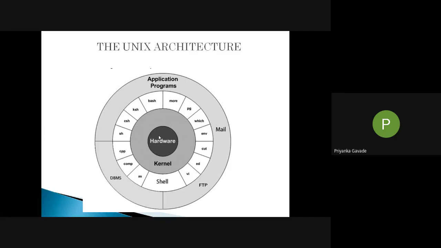Okay. So UNIX architecture comprises two major components: the shell and the kernel, right? The kernel is responsible for interacting with the machine's hardware, and the shell is responsible for interacting with the users, that is, the application programs. So the kernel is called the core of the operating system.